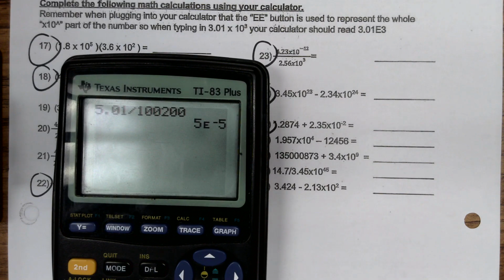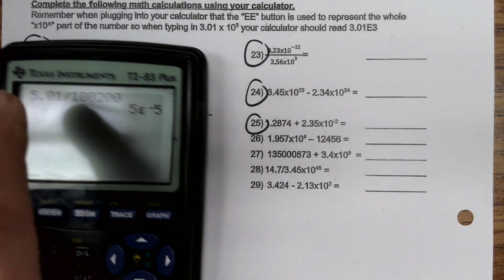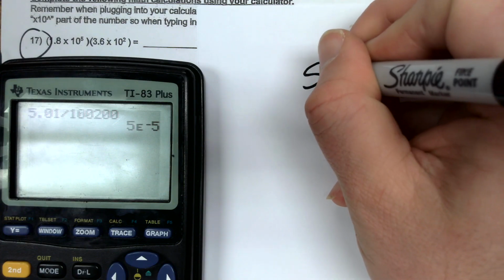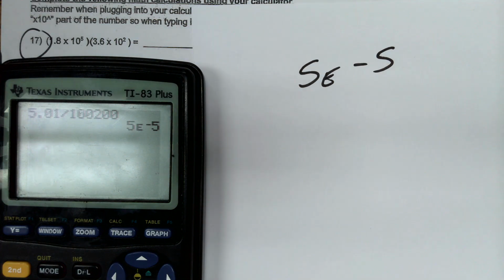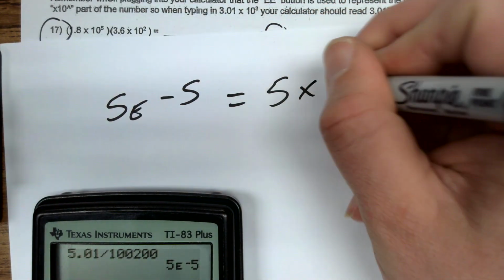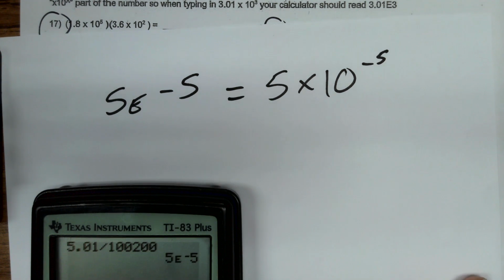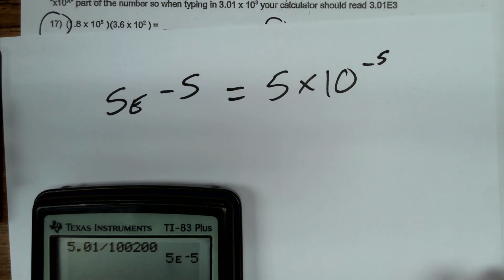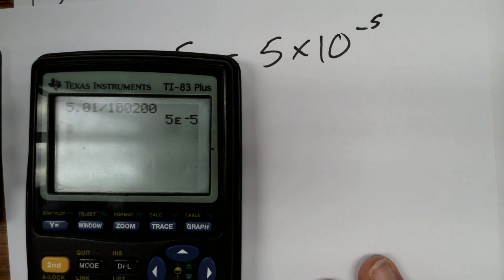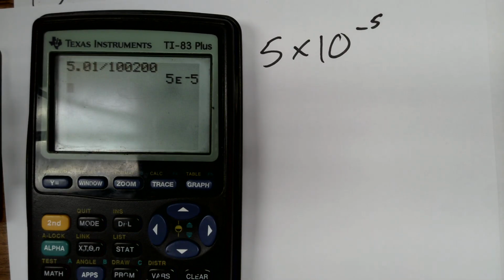This is how my calculator reads scientific notation. We're going to find out today that 5e negative 5 is actually 5 times 10 to a negative 5. The E is how I tell my calculator I'm working with scientific notation. Does anyone have a calculator in hand? I'd like for you to get a calculator in hand if you don't have one.